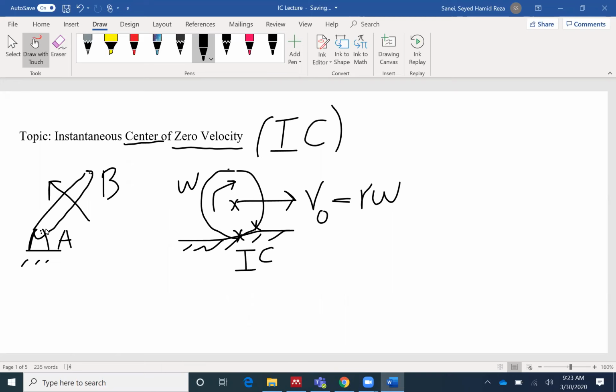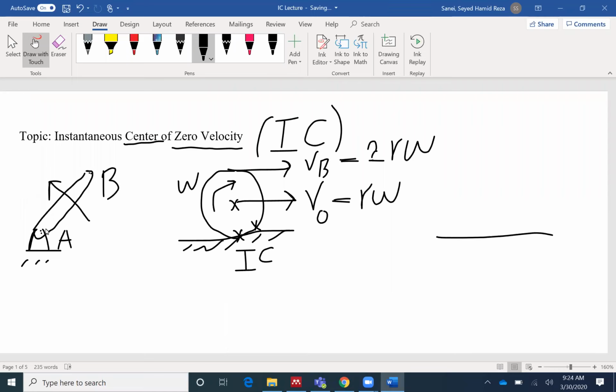If you want to find a velocity here at the top, let's call it VB, it's again about the distance from the center of zero velocity, which here would be 2R omega. So if we find the center of zero velocity, then we can find the velocity at any other point on our object.